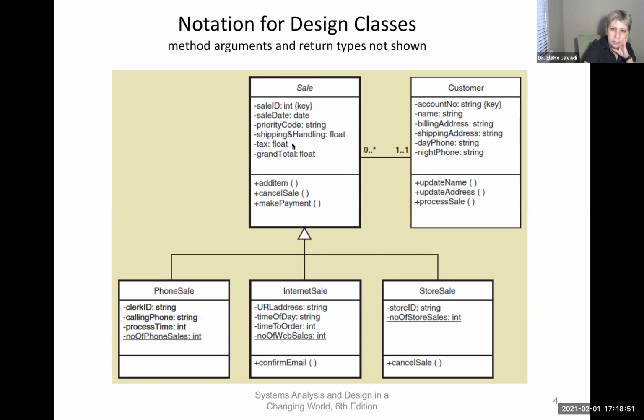Also, you see some class level attributes. We're going to talk about that later. You see some behavior or methods. If you haven't heard about methods before, those are the things that objects of a class will perform. Maybe a calculation, maybe processing something, or in this case, canceling and confirming email.